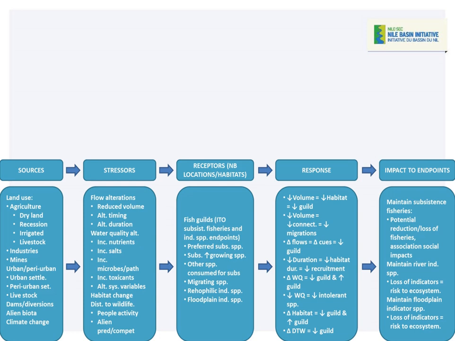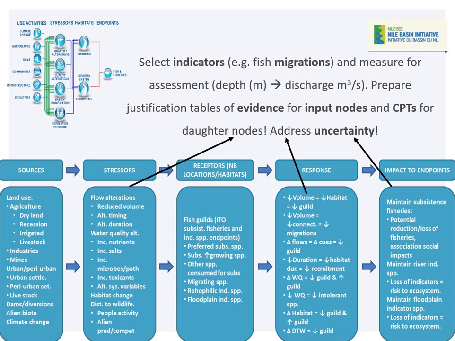and how that ultimately will result in a potential reduction or loss of fisheries associated with social impacts, or you would have losses of the indicator species and loss of the viability of those indicator species for the riverine environment or the Inner Niger Delta. And all of that information is integrated into, in the Bayesian network PROBFLO assessment, is we select the indicators, for example migrations, and the measure for these assessments, which would in this case study be the depth in meters, and that could be provided or modeled looking at the discharge available for particular scenarios.